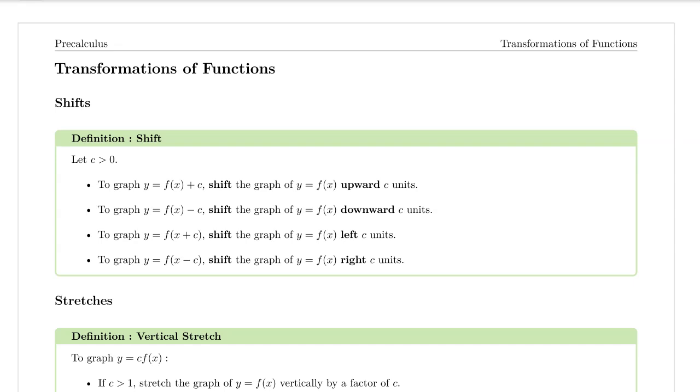In this video, we'll be talking about transformations of functions. Before we dive into what a transformation is, let's talk about tattoos.